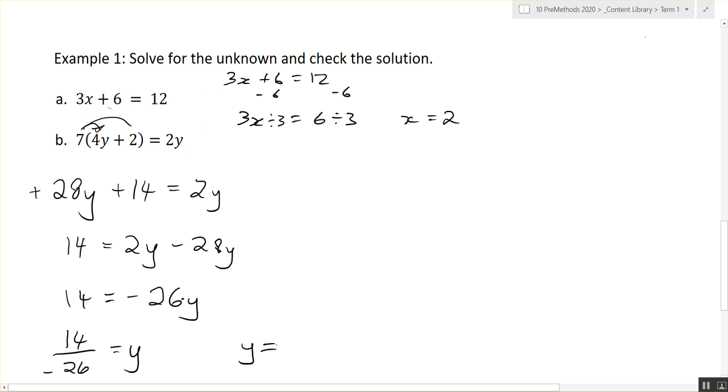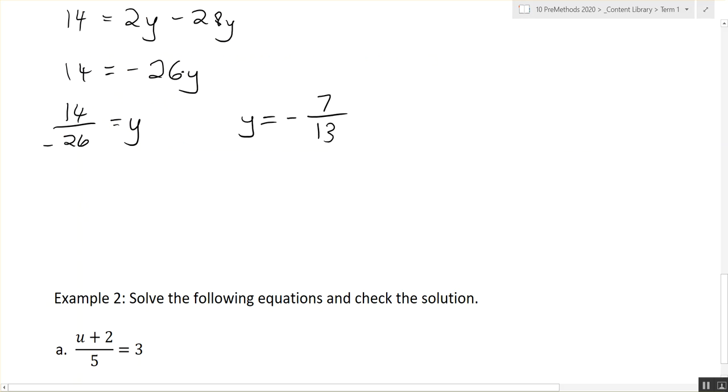Does anyone know? No, this is a non-calc question. We have to simplify. So both the top and the bottom can be divided by 2. We want to get rid of the fraction, so we want to get rid of the denominator. So we can multiply both sides by 5.